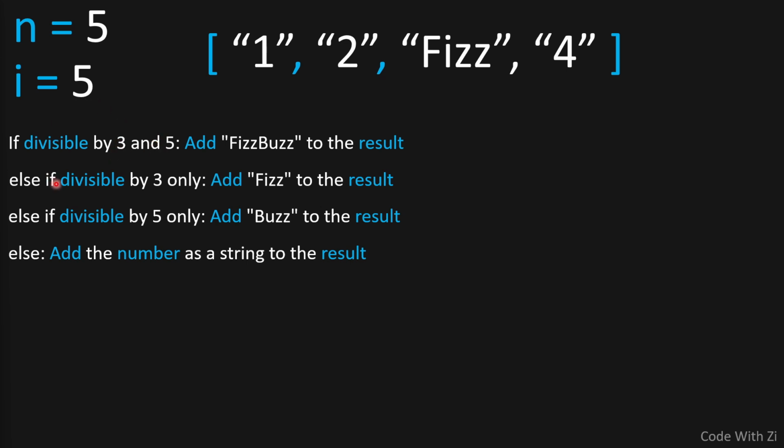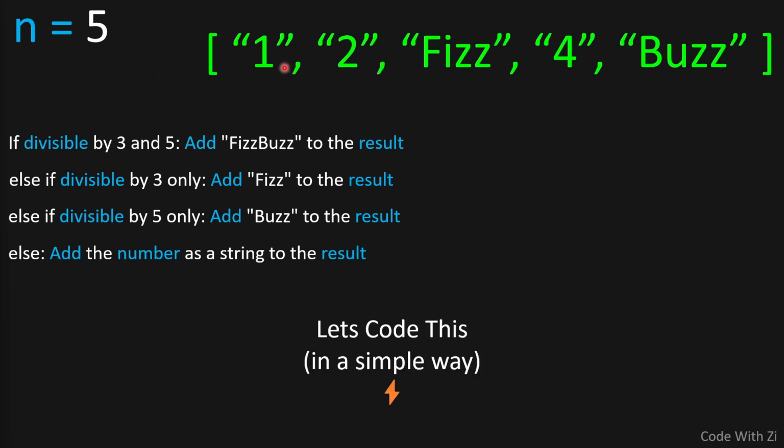And then we're gonna be like, is it divisible by 3? Nope. Is it divisible by 5? Yep, 5 is divisible by 5. So we're gonna add Buzz to our array, like so. And then we're gonna be done with our loop because we only loop until we reach n. At the end, we're gonna return this array that we have here. Now let's code this in the simplest way possible.